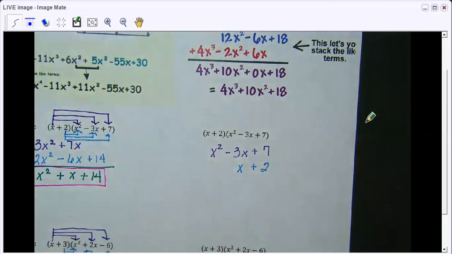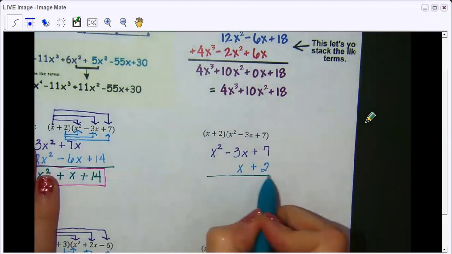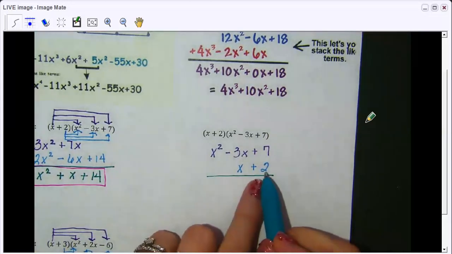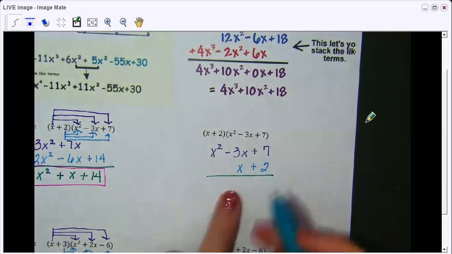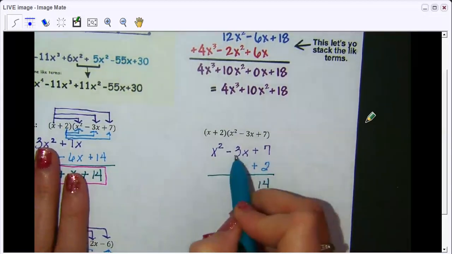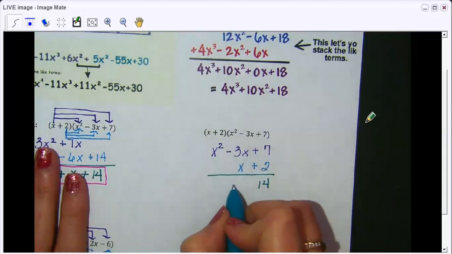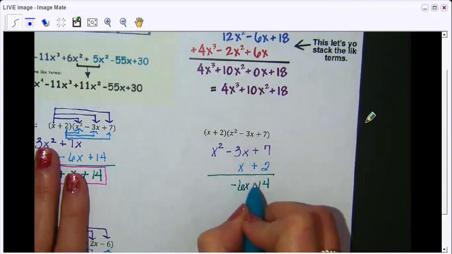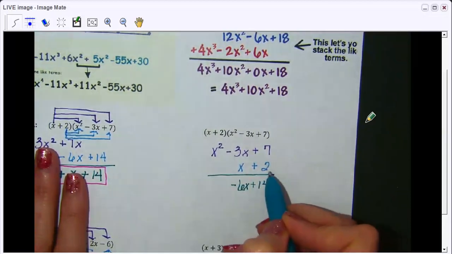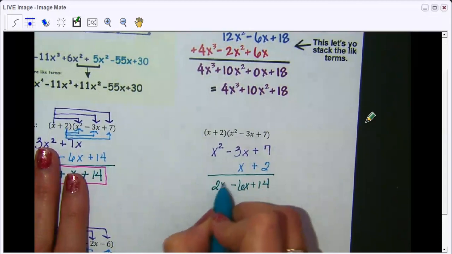And we line it up, you're going to justify it to the right like this. And then you start multiplying. So just as you would multiply a triple digit times a double digit, you're going to multiply this. The first thing you're going to do is multiply 2 by every term. So 2 times 7 is 14. 2 times a negative 3x is a negative 6x. That's a positive 14. 2 times x squared is 2x squared.